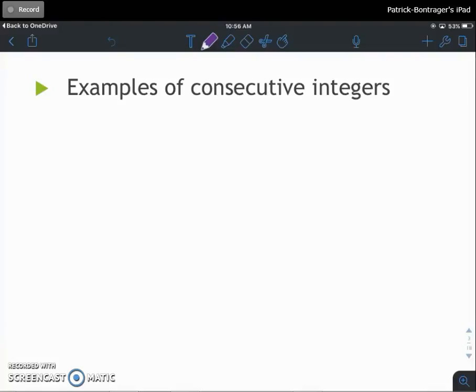So today we're going to be talking about consecutive integers. We're going to start with examples of consecutive integers. The first example is going to be the simplest one. 1, 2, and 3. Okay, that is an example of consecutive integers because we have one number right after the other. All right. Another example of consecutive integers would be consecutive odd integers.